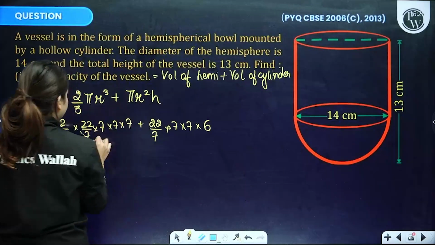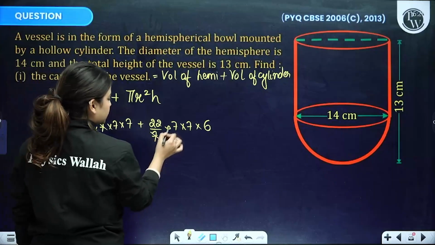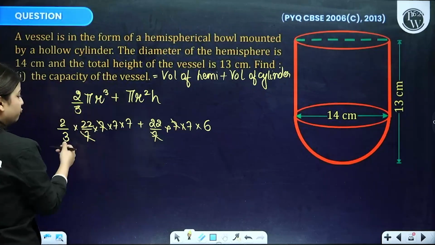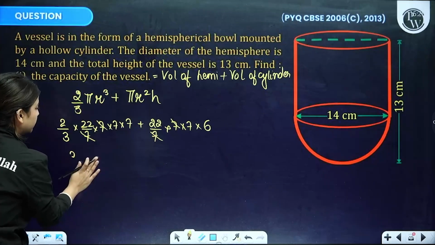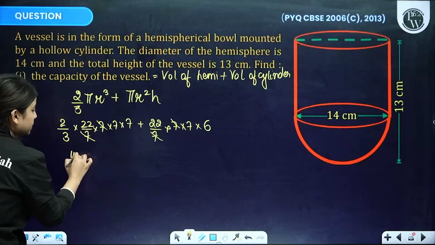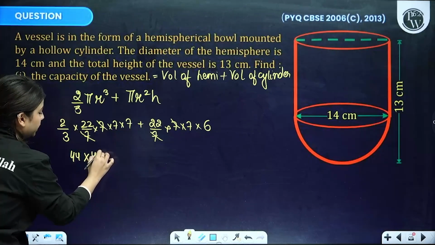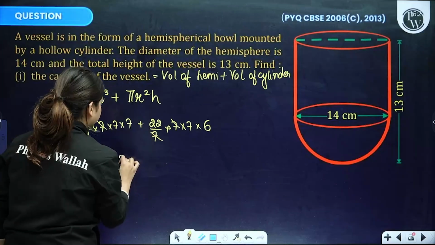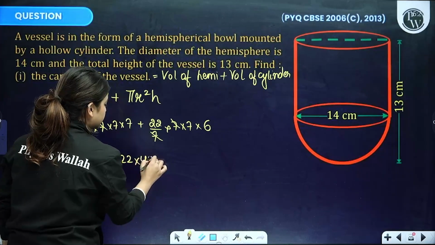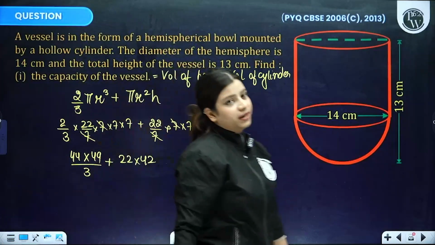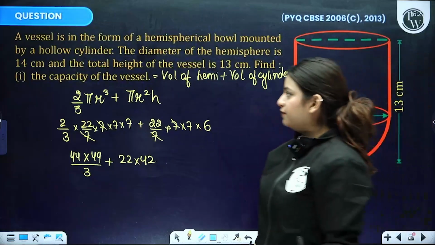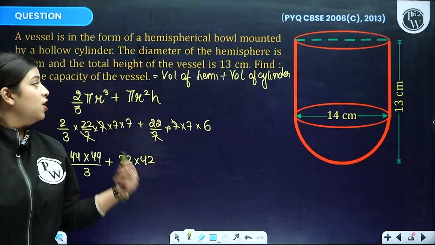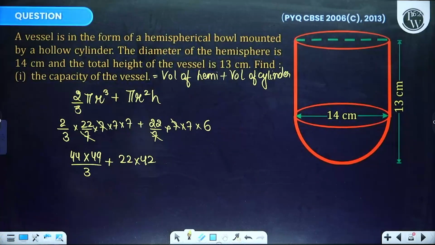So 7 and 7 get cancelled, people. 7 and 7 get cancelled. So we just have to multiply this. 2 into 22 is 44, 7 into 7 is 49, divided by 3, plus over here we just have to calculate 22 into 7 into 6, that is 42. So when we multiply, divide and add, we will get the final answer, that is the capacity of this particular vessel that we are having.